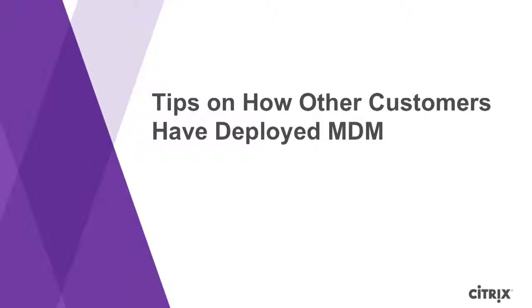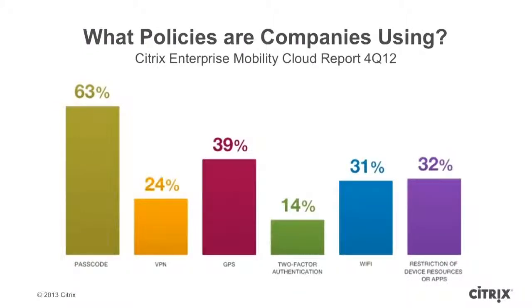All right, so what have we learned from our customers on how they've deployed MDM? This is taken from our cloud report. We do this about twice a year. What this does is it tells us, anonymously, what policies people are deploying most commonly. We don't get telemetry on everything, but you can see that the most commonly used policies are the PIN code policy, GPS, which is the geolocation tracking use case I talked about, and Wi-Fi profiles, like access to corporate Wi-Fi.